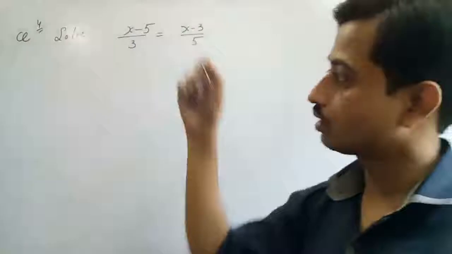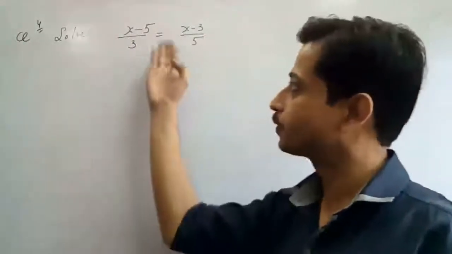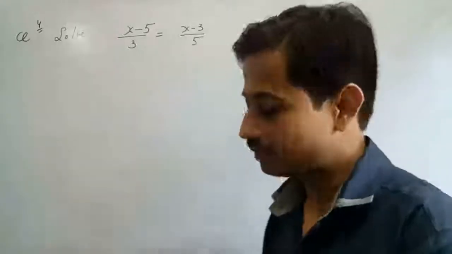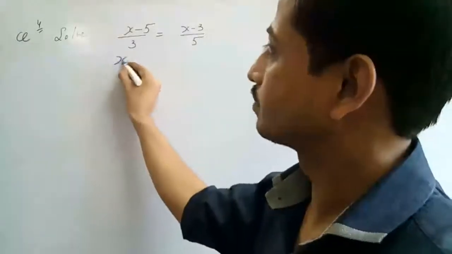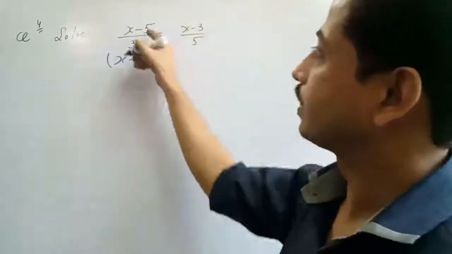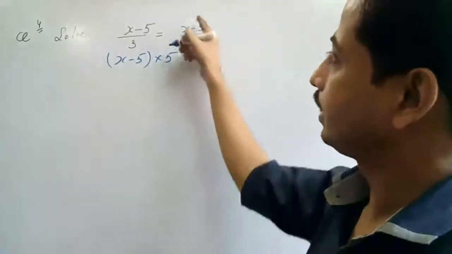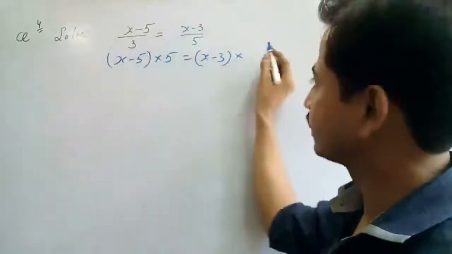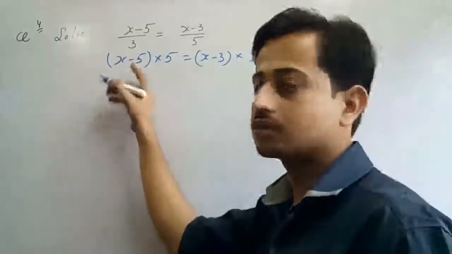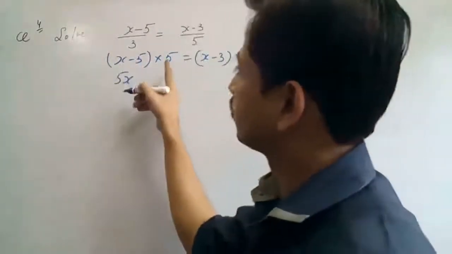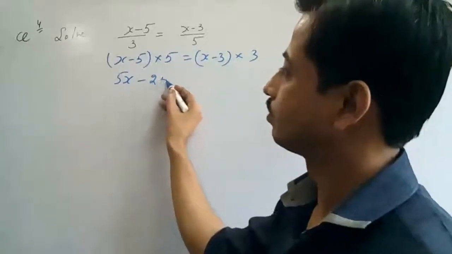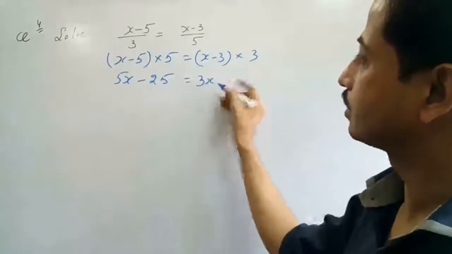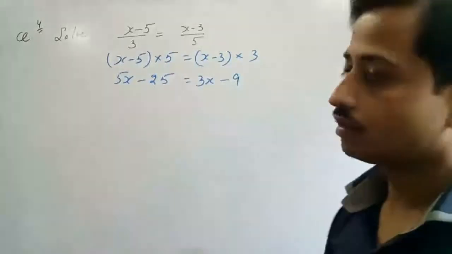Now look at question number 4. It's very easy. What do we have to do? Directly do cross multiplication. Now x minus 5 is multiplied with 5 and x minus 3 is multiplied with 3. Now solve this. 5 into x we get 5x. 5 into minus 5 we get minus 25. Now 3 into x we get 3x. 3 into minus 3 we get minus 9.